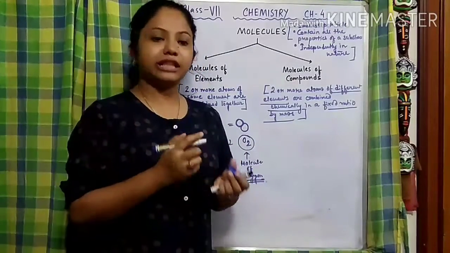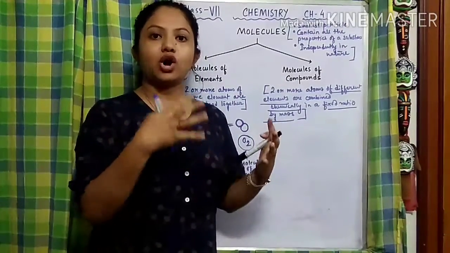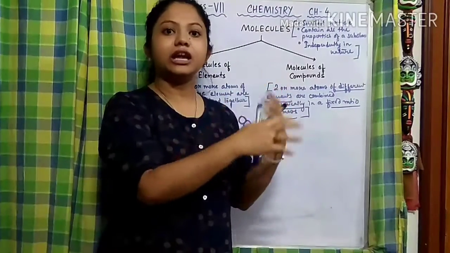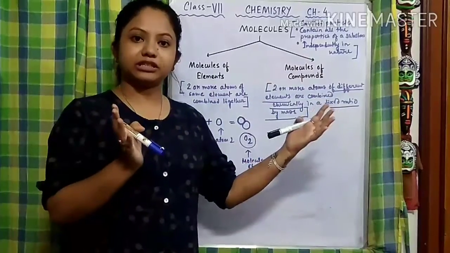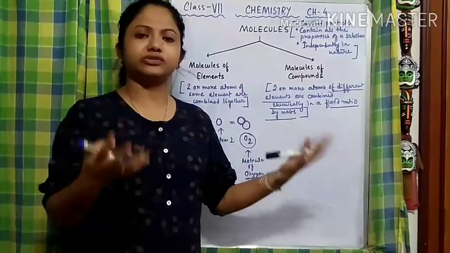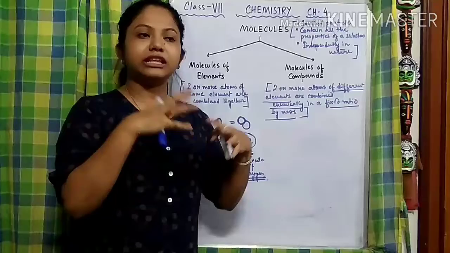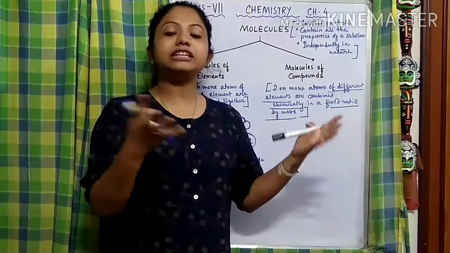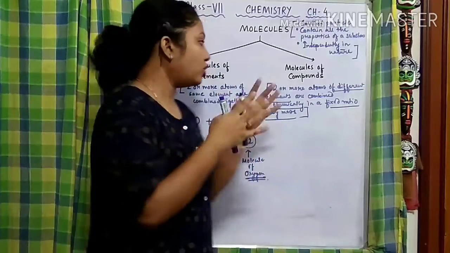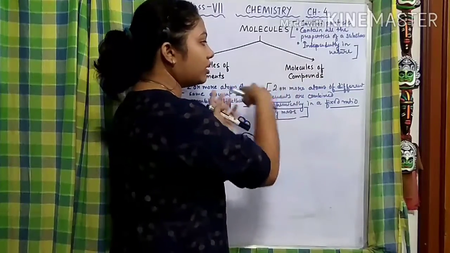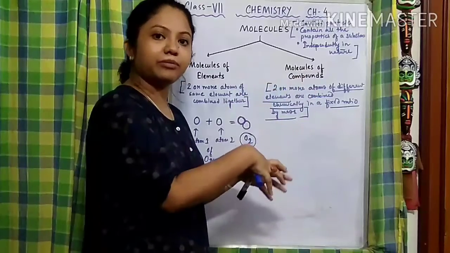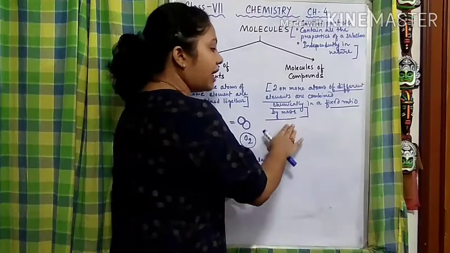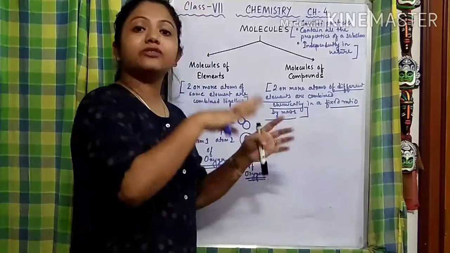So every element has some mass number or some mass itself. When we are combining the atoms of different elements, be it 2 atoms or 3 atoms or more, we cannot combine them just naturally. It needs to be a chemical reaction. Okay. So we are combining the atoms of different elements chemically on the basis of their mass. And it should be in a fixed ratio.